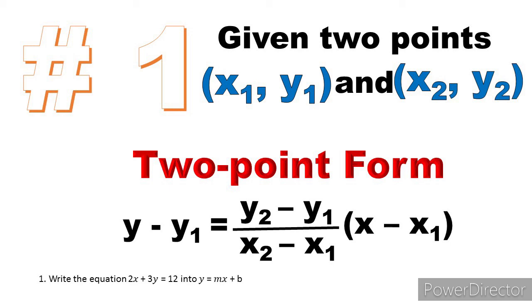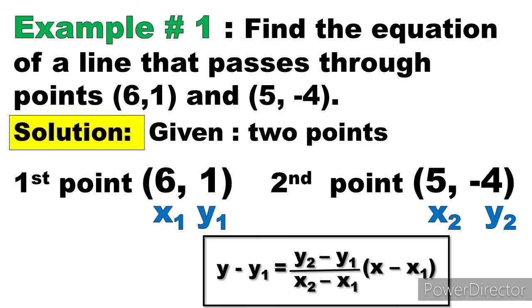Okay, para mas lalo nating maintindihan, ito yung example number 1 on how to find the equation of a line given 2 points. Okay? So, sa number 1, given 2 points, ibig sabihin, given ang dalawang point, that is what we call 2-point form. Okay? At ang gagamitin nating formula is y minus y sub 1 equals y sub 2 minus y sub 1 all over x sub 2 minus x sub 1 times the quantity of x minus x sub 1. And eto na yung example number 1.